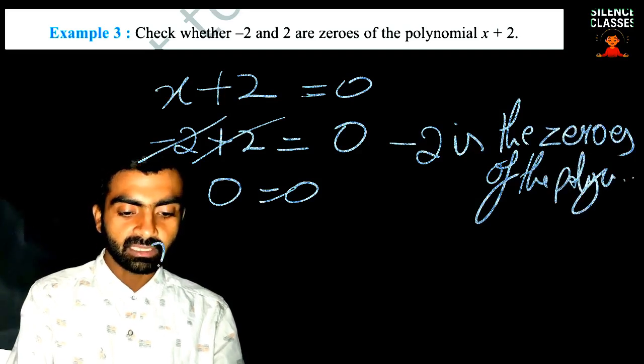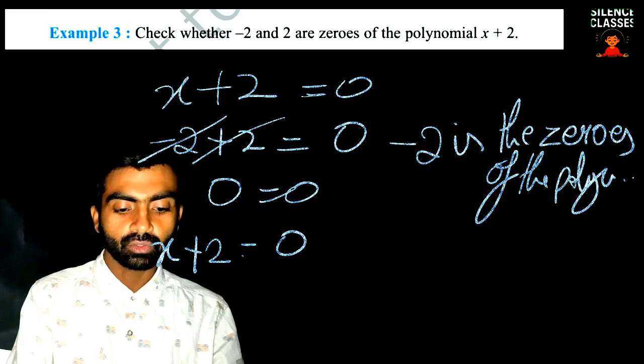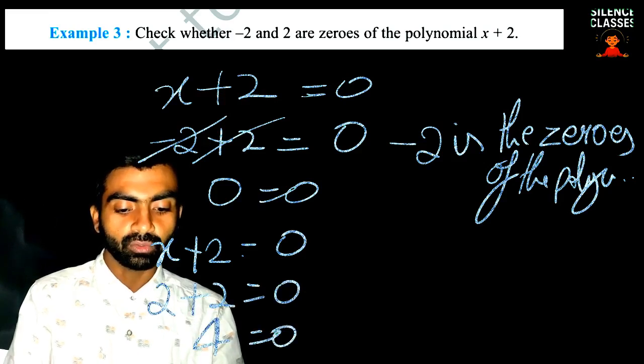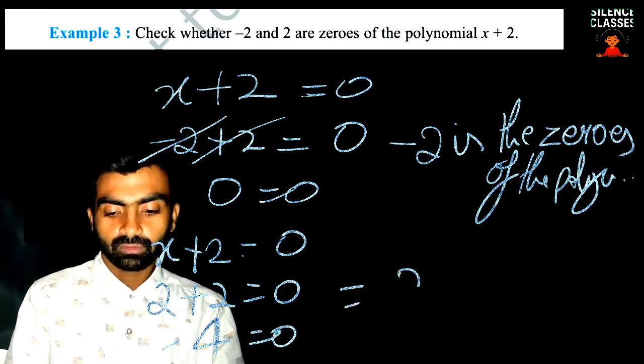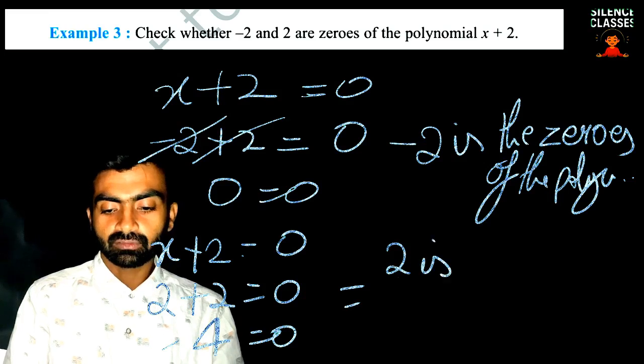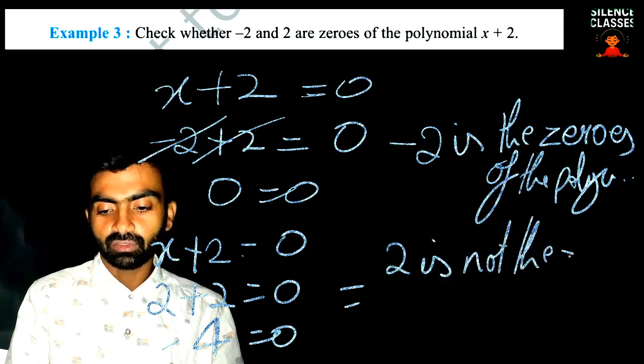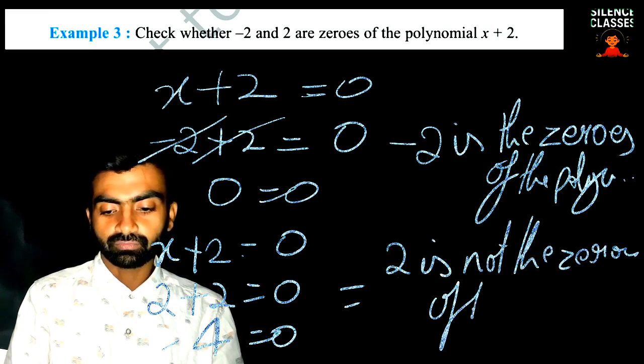And if I place 2 in x plus 2 equals 0, it means 2 plus 2 equals 4, so 4 is equal to 0. So 4 is not 0, so we can say 2 is not a zero of the polynomial.